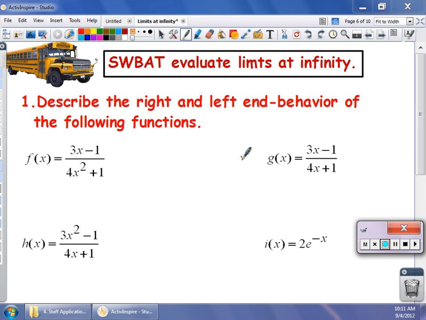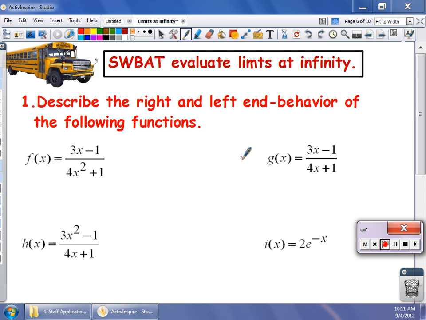In this video, we're going to look at finding limits as x approaches infinity, positive infinity, or negative infinity. So you see the first activity is to describe the right and left end behavior of the following functions. And as we have discussed in class already, this is kind of revisiting a topic that we've already talked about.